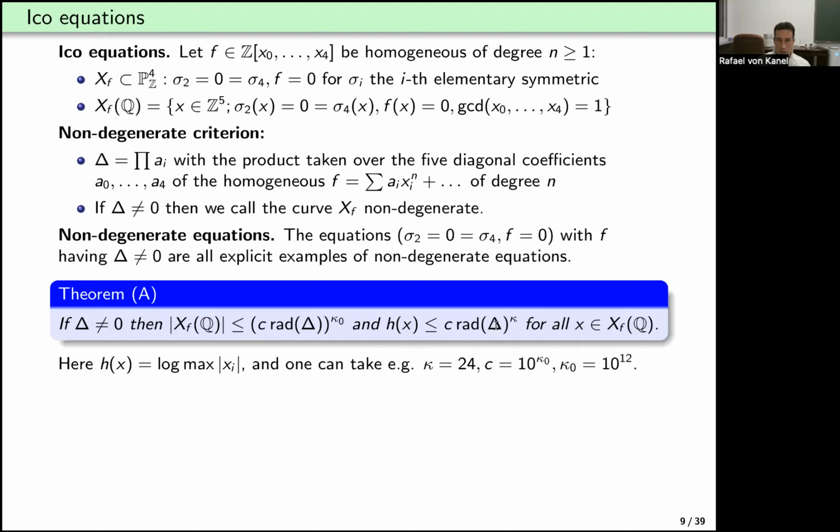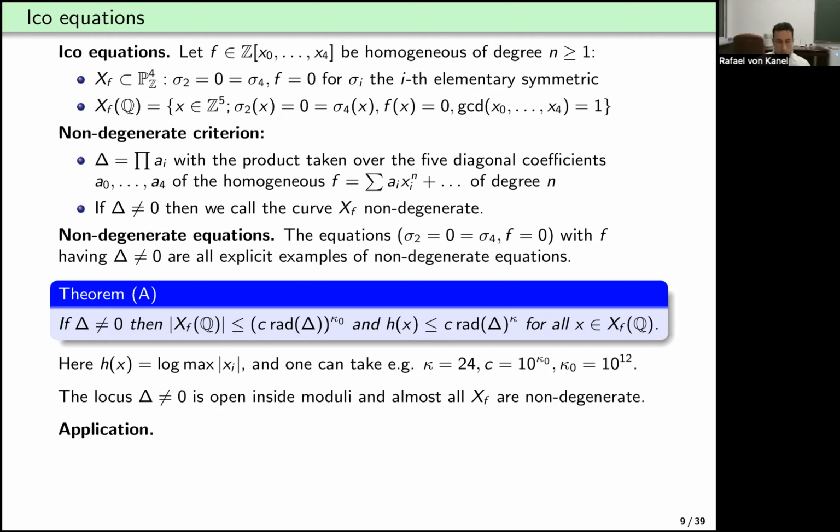So here the radical is just the product of all primes dividing this delta. And here h(x) is explicitly just the logarithm of the maximum of the absolute value of the coordinates. And we can take, for example, these explicit constants here. And also I would like to remark that the locus where this delta is non-zero is open inside the moduli space of all these curves X_f. And so in particular, almost all of these X_f are non-degenerate.